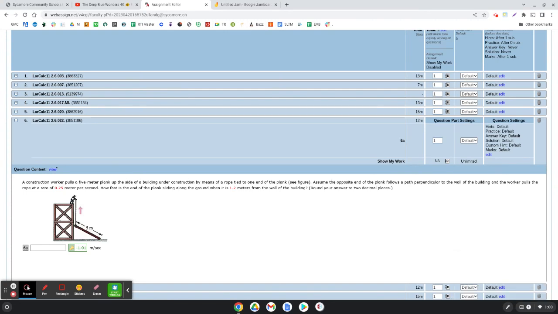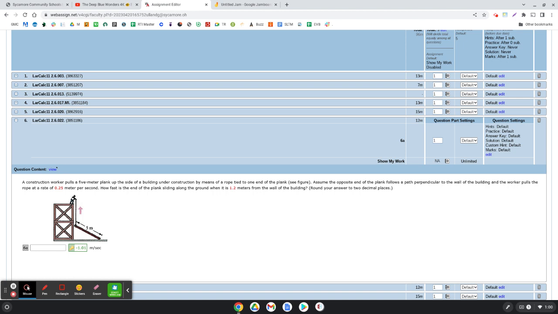Big fan of this problem. Big fan of related rates. It's not easy. The key is to set up an equation that's true, and then we almost always are going to differentiate implicitly because we're usually talking about change in terms of time.